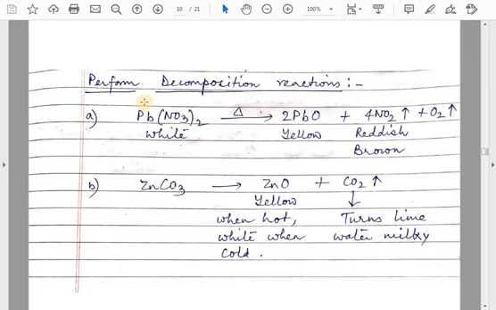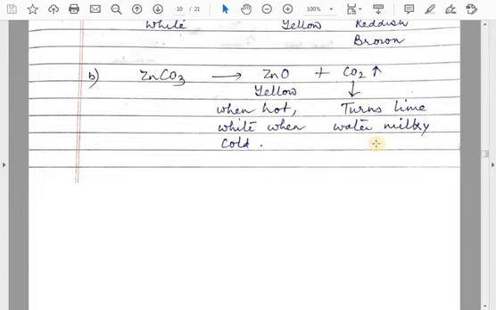Now perform some decomposition reaction. If you take some lead nitrate crystals, which is white in color, in a test tube, it will first melt, and after further heating it will give reddish brown nitrogen dioxide gas, oxygen, and a yellow color lead monoxide in the test tube. These two gases will go up.